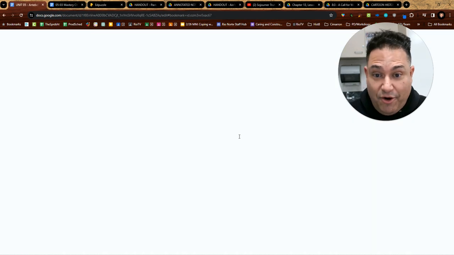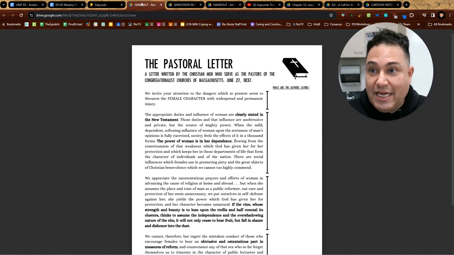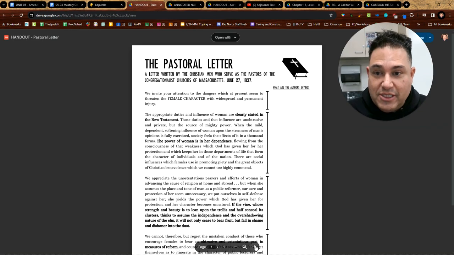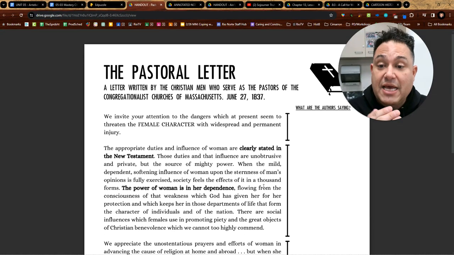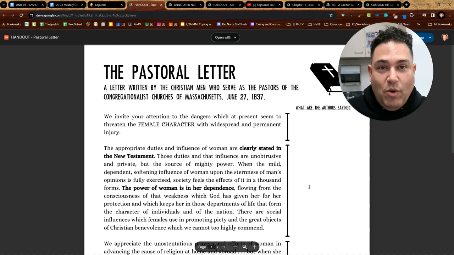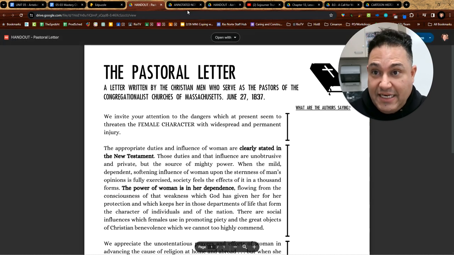Let's go back here because these are the resources. We learned about the pastoral letter. So we're going to take a look at that pastoral letter, right? This was the letter from Christian pastors in 1837. And so what were they saying specifically? What were the men saying was the role of women in America in the mid-1800s?